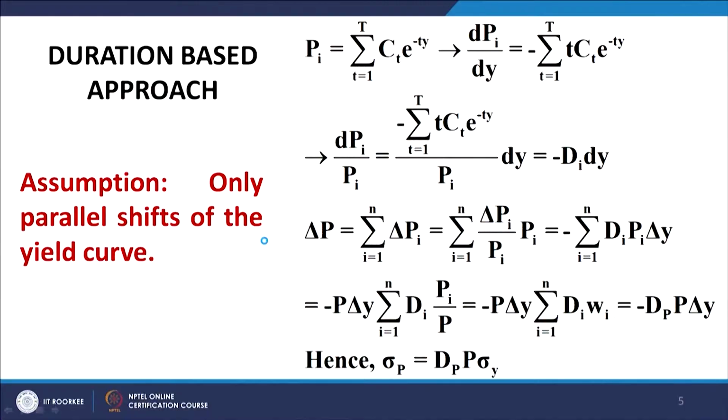For bond portfolios, there are three standard approaches for working out the value at risk. We have the duration based approach, we have the cash flow mapping, and then we have the principal component analysis. We will take them up one by one. Let us first start with the duration based approach. In the duration based approach, let us start with a single bond.